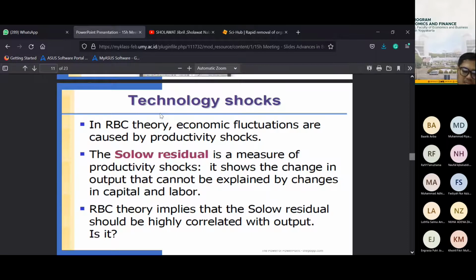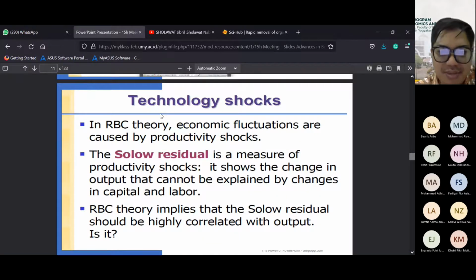In RBC theory, economic fluctuations are caused by productivity shocks. Point 2, the Solow residual is a measure of productivity shocks. It shows the change in output that cannot be explained by change in capital and labor. Point 3, RBC theory implies that the Solow residual should be highly correlated with output. Is it?